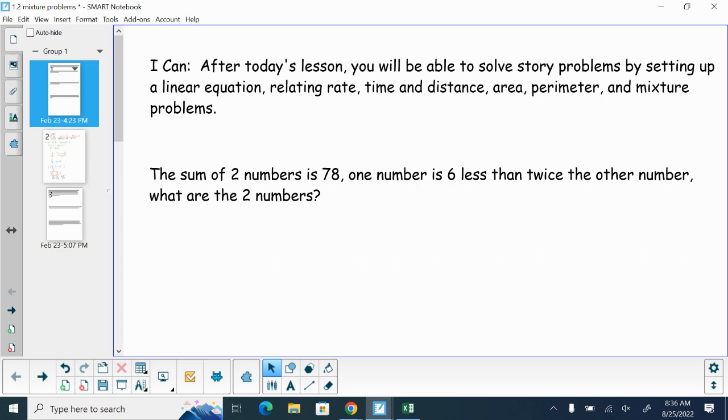The sum of two numbers is 78. One number is 6 less than the other number. What are the two numbers? Okay, we're looking for two numbers, the first number and the second number.